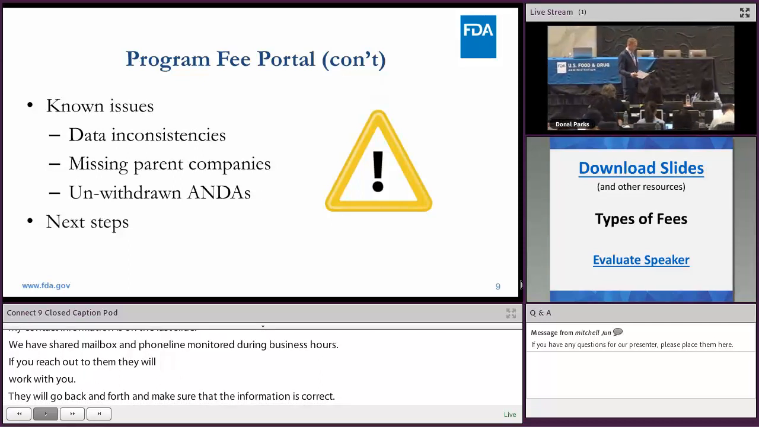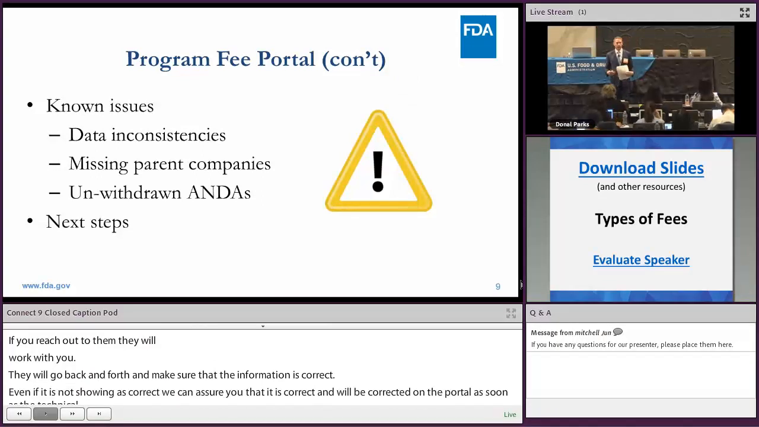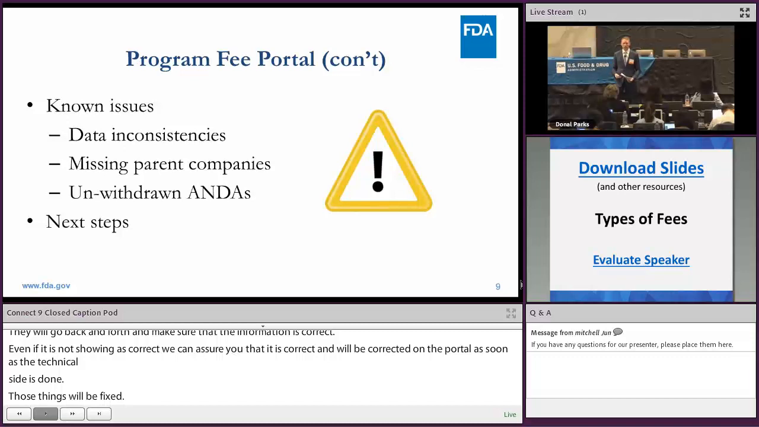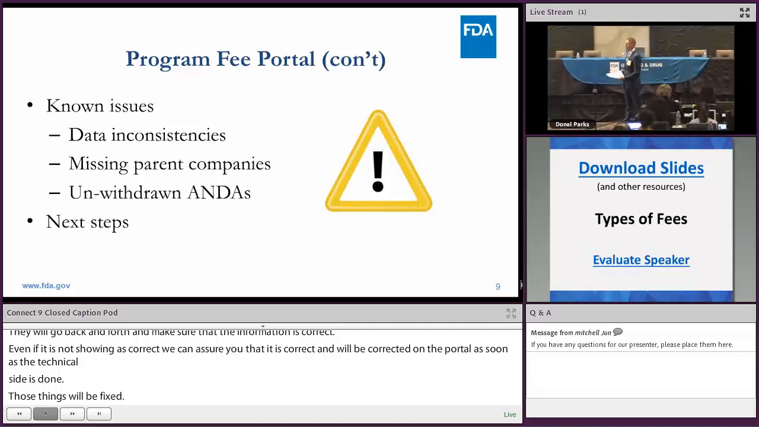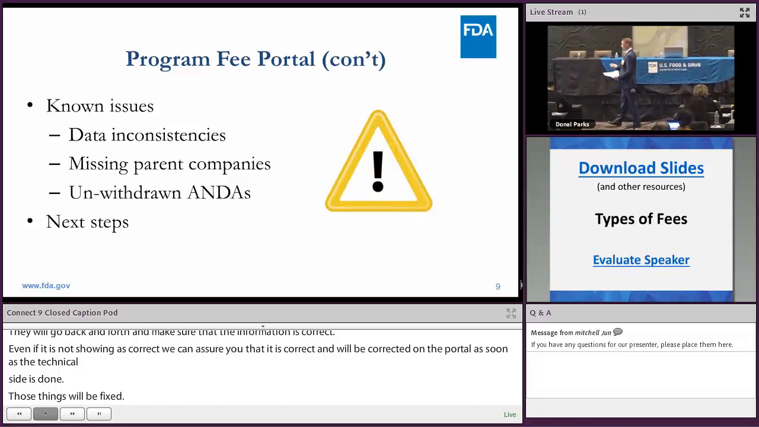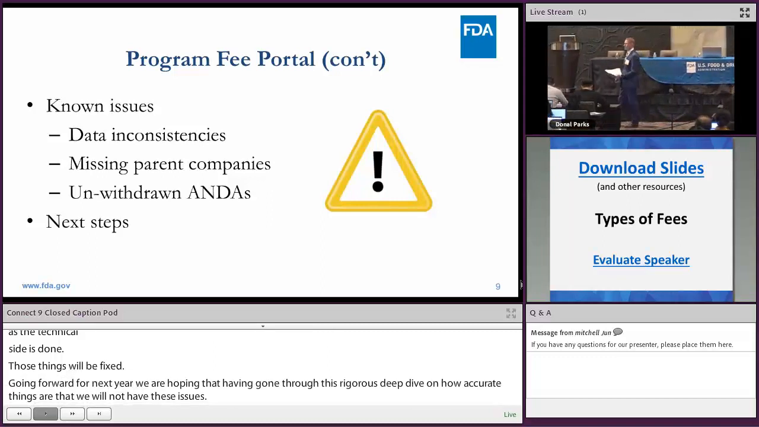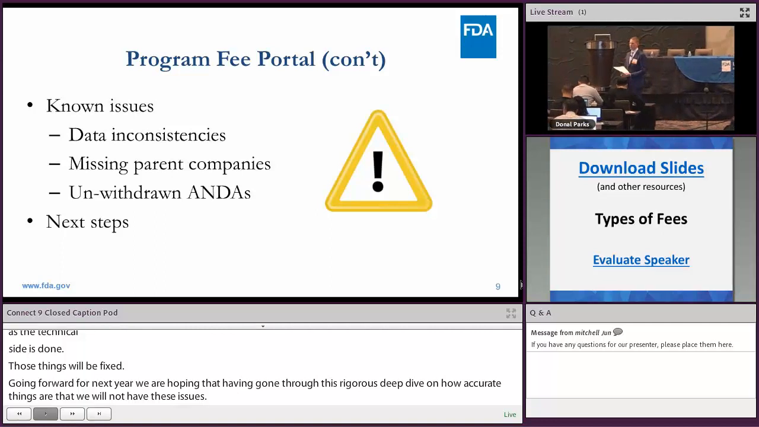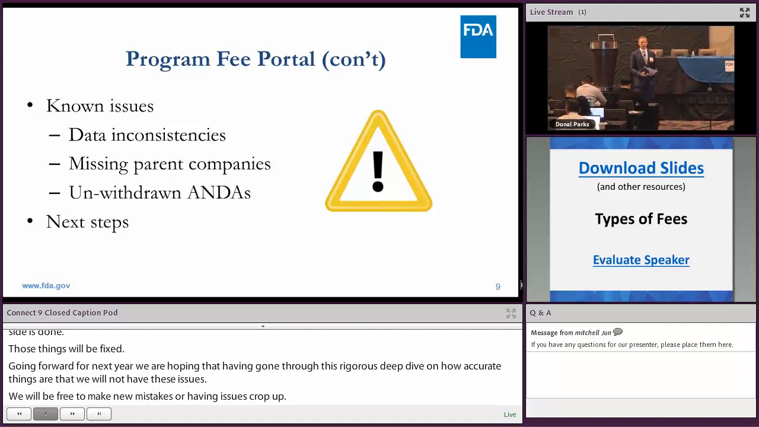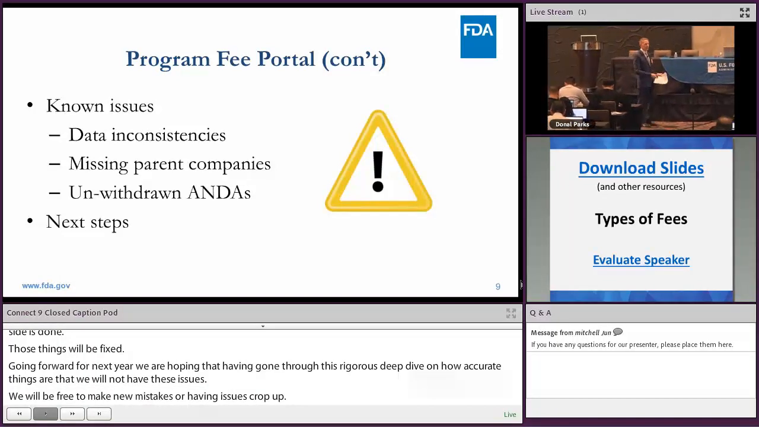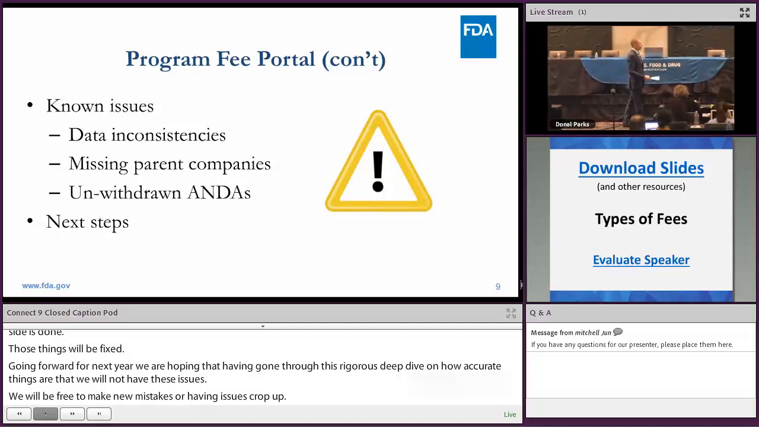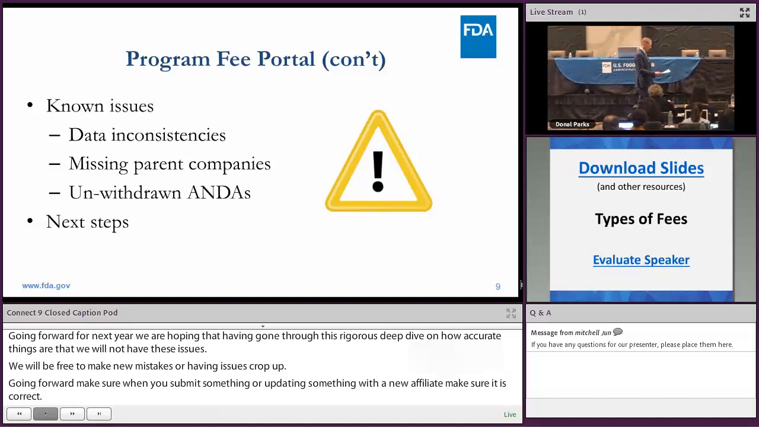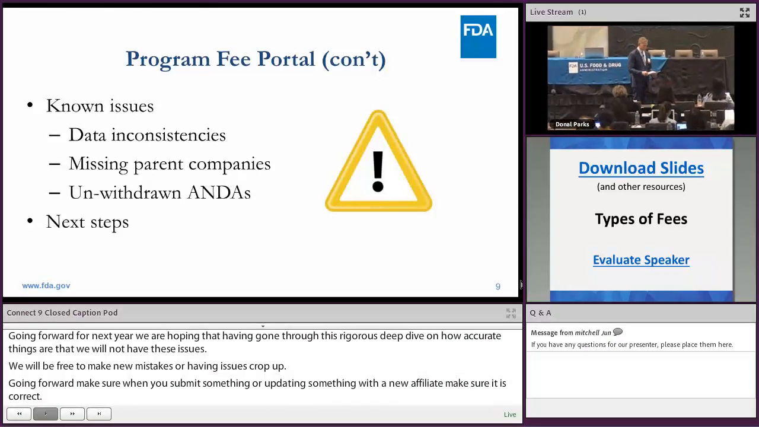And then going forward, for next year, we're hoping that having gone through this very rigorous deep dive on how accurate things are, we won't have these issues. We'll be free to make new mistakes or have new issues crop up, but we look forward to those. So going forward, make sure that when you're submitting something, whether it's on a 356H or when you're updating something with a new affiliate or something like that, make sure it's correct. And if it's not correct, reach out to my staff and we can make sure things do line up. Don't be shy about that. And if at any point you have questions, just go ahead and reach out to my staff.